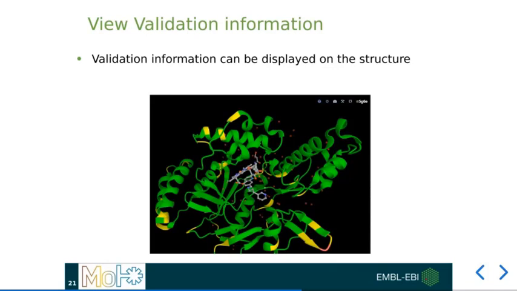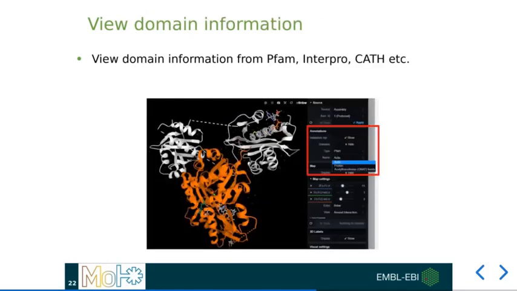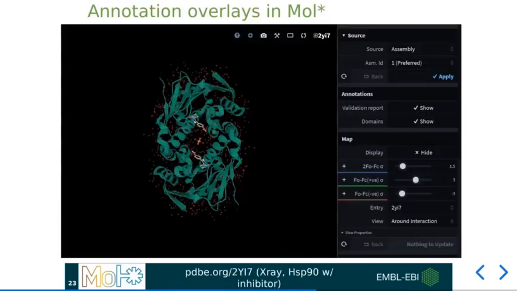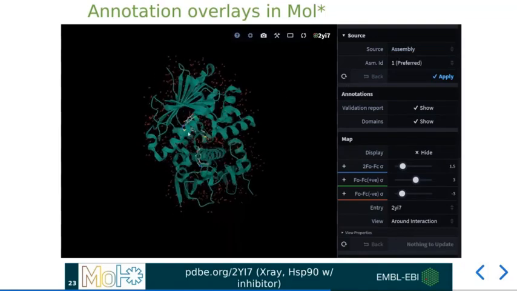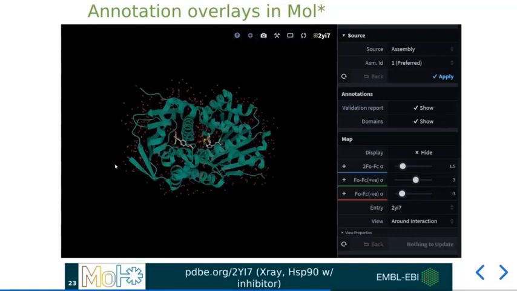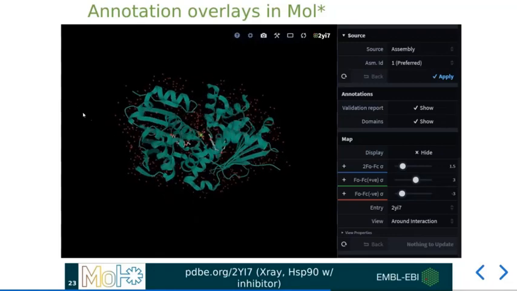In terms of other tools, we can also put in annotations from services such as PFAM to highlight extra features like protein domains. Now, very quickly, I'll show you these features for a structure of HSP90 with an inhibitor. At the top of the control pane here, under source, we can see that the biological assembly is selected by default, and that in this structure, it is a dimer of two distinct protein chains.